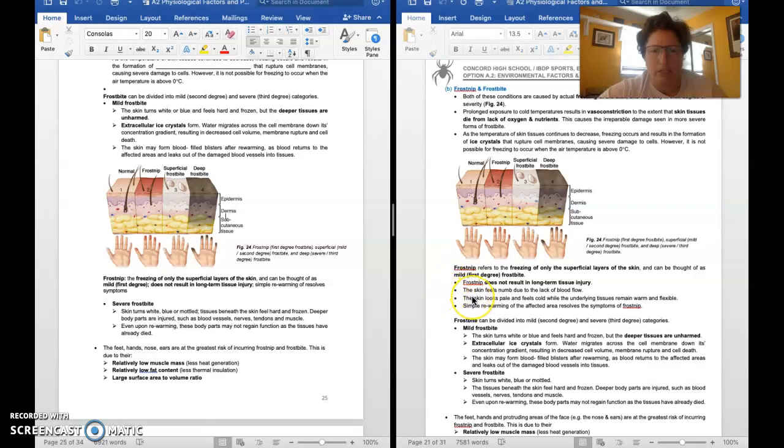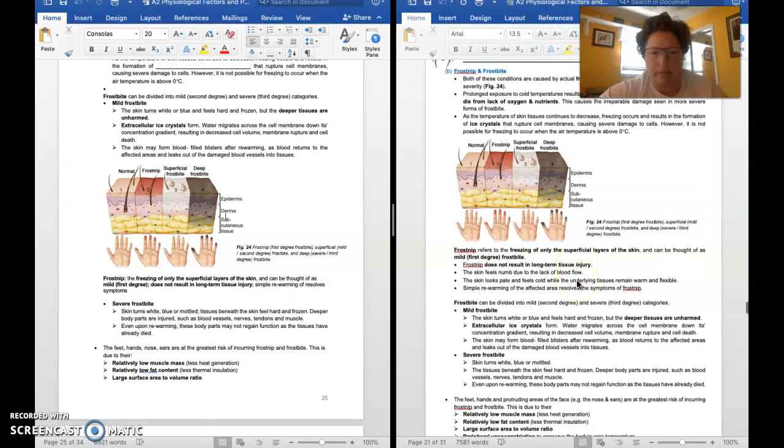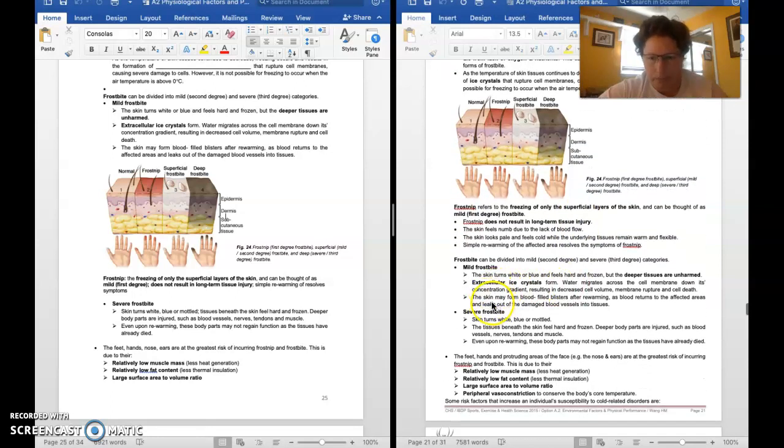All right, so with frost nip, you've probably experienced that before when we have wanted to make snowballs or have a snowball fight, and our hands get really cold. Simple rewarming of the affected area typically takes care of it. Frostbite, on the other hand, can be a medical emergency, especially severe frostbite. It's where the skin turns white or blue, or it's mottled, meaning it kind of shrivels up. Even when we do rewarm the body, it may or may not regain function depending on how long you've had the frostbite.